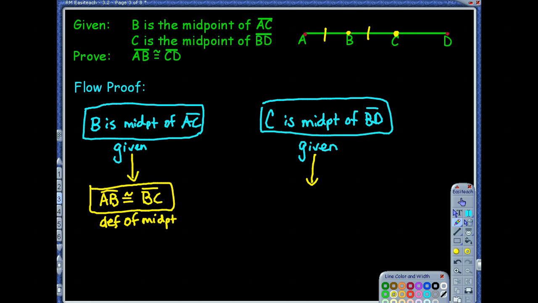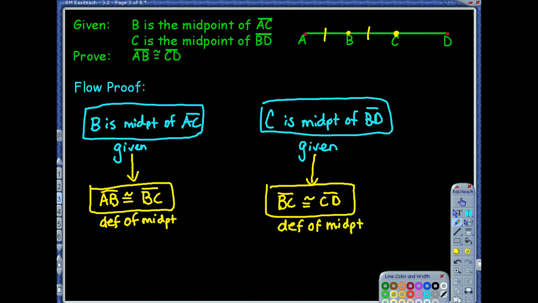If C is the midpoint of segment BD, then that means segment BC is congruent to segment CD. Again, put a little box around the statement, and the reason was the definition of midpoint, which goes underneath. Again, that's the flow proof. It goes from the given, and what does it mean next? There's the arrow to show it, that connection in a sense.